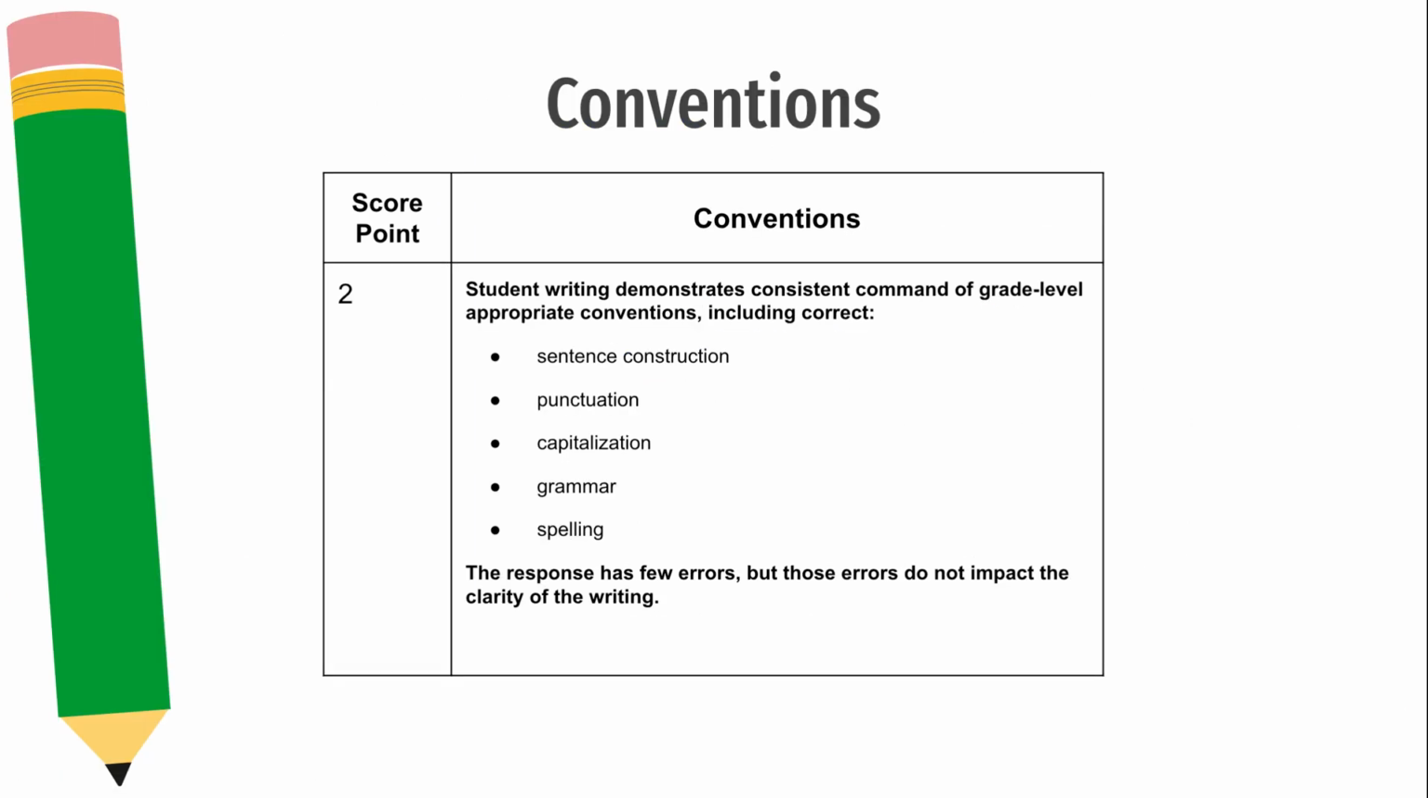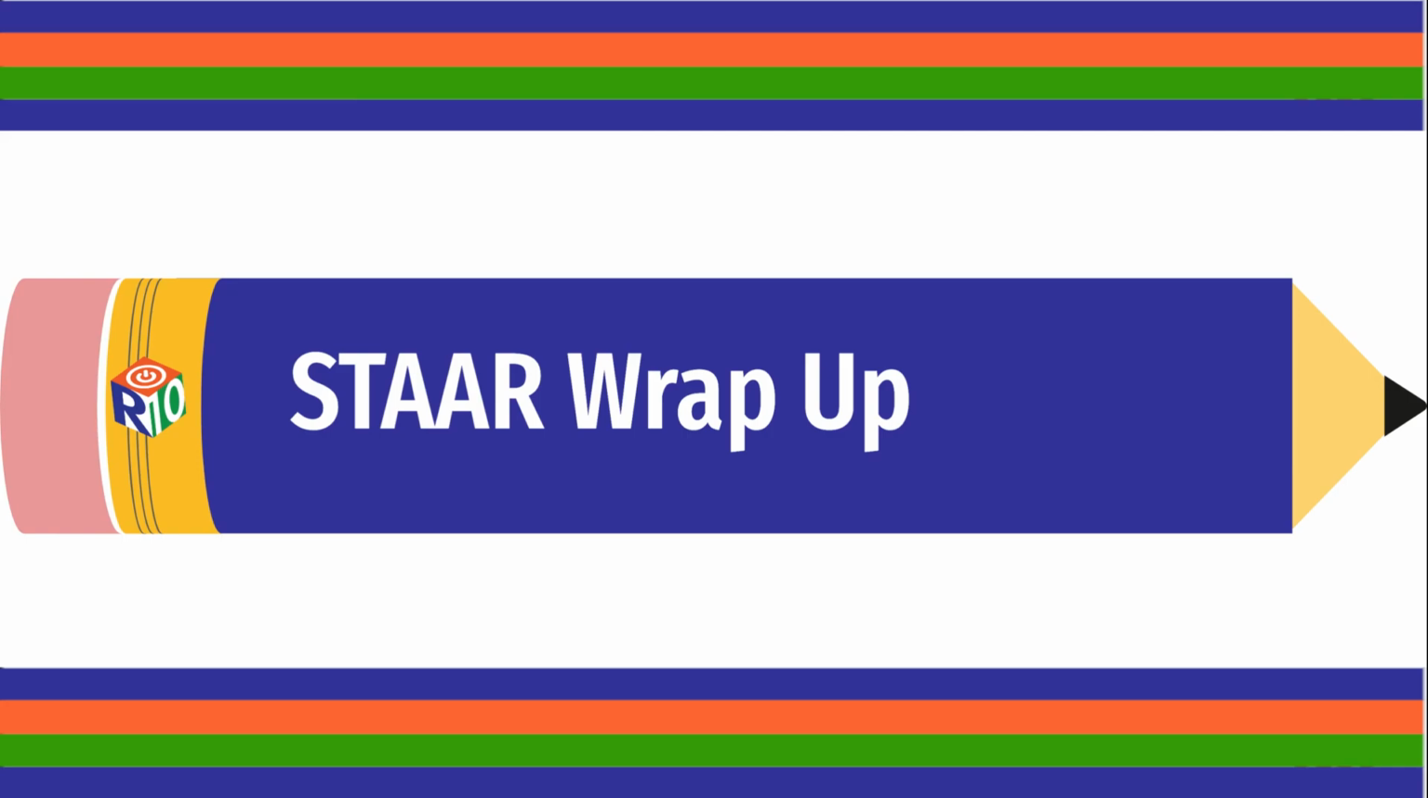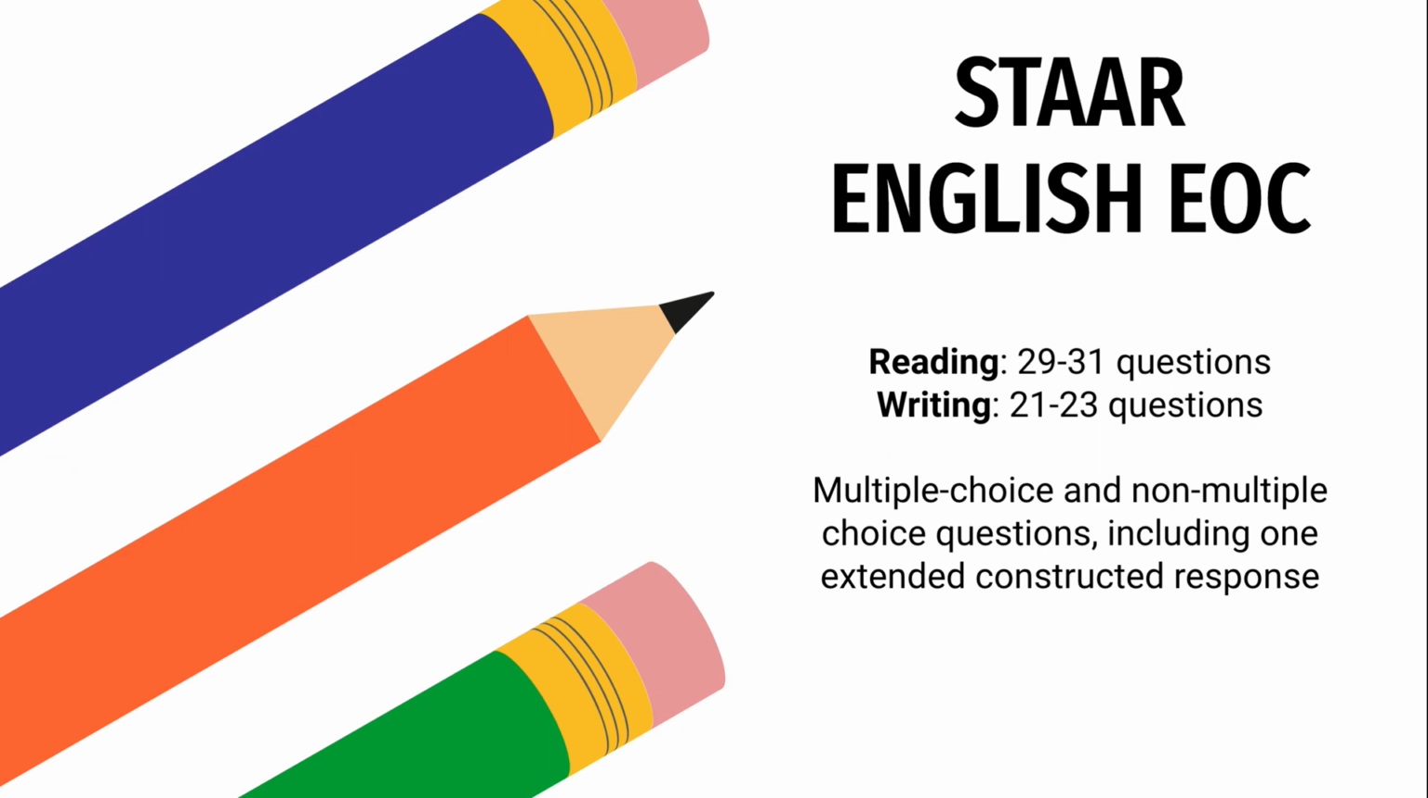When scoring for conventions, raters are looking for a consistent command of grade level appropriate conventions, such as sentence construction, punctuation, capitalization, grammar, and spelling. So, what have we learned about the STAAR English EOC? The reading section of the test includes 29 to 31 questions, and the writing portion has 21 to 23 items. You will see multiple choice questions and non-multiple choice items, as well as one extended constructed response.